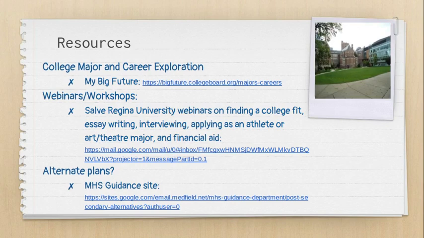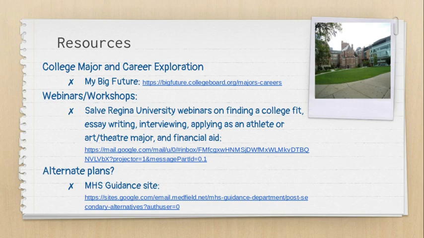Additional resources include the My Big Future website, which is designed by the College Board. This is a great college major and career exploration website where you can learn a little bit more about all the types of careers and college majors there are. This is a great place to start if you're a student who feels like they have no idea what they are interested in studying. It really gives you an idea of the different courses you'll take in college within each type of major and what kind of career you can expect to pursue after college.